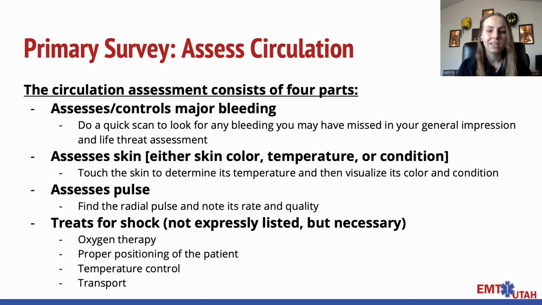Next, we're going to assess the skin for its color, temperature, and condition. What we're looking for is normal color, so their color looks like the rest of their body should look, that it's not pale or gray or blue, which we call cyanotic. Those would indicate that there's maybe some kind of hypoperfusion going on. Temperature, we're looking for warm skin, not cold, not hot. And then condition is going to be dry, not sweaty or clammy. So normal, warm, and dry is what we're looking for.